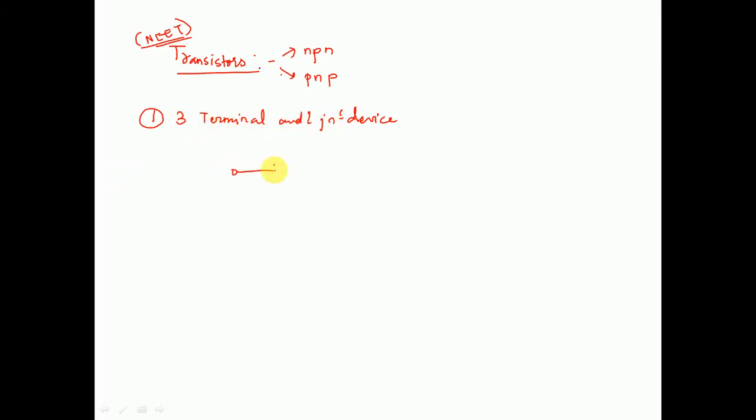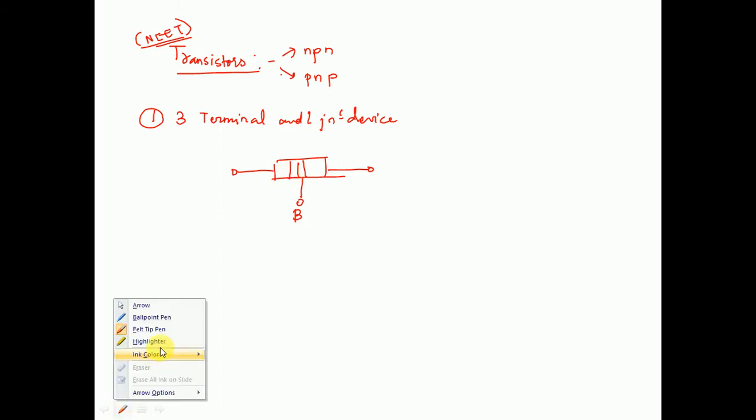Okay, let's look at the symbol. It's very simple. No need to make it too complicated. You can see three terminals are there. The one which is sandwiched between the two is basically your base. Let me just correct the diagram. There is a slight error in the diagram. You know that the collector region has to be the broadest, right? Yeah, so now it's alright.